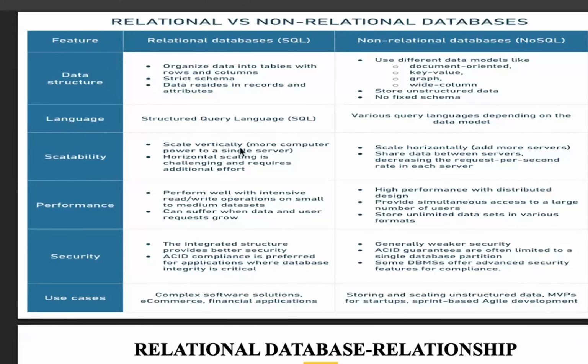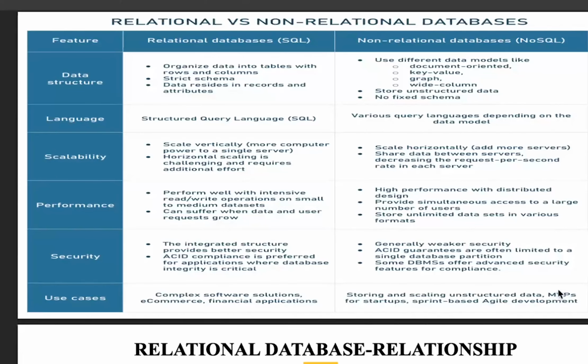In terms of scalability, relational databases scale vertically, adding more computing power to a single server. Horizontal scaling is challenging and requires additional effort. Scalability in non-relational is horizontal: add more servers and share data between servers, decreasing the request per second rate in each server. For performance, relational performs well with intensive read-write operations on small to medium data sets, and non-relational has high performance with distributed data. Use cases here include complex software solutions, e-commerce, financial applications, and storing and scaling unstructured data.